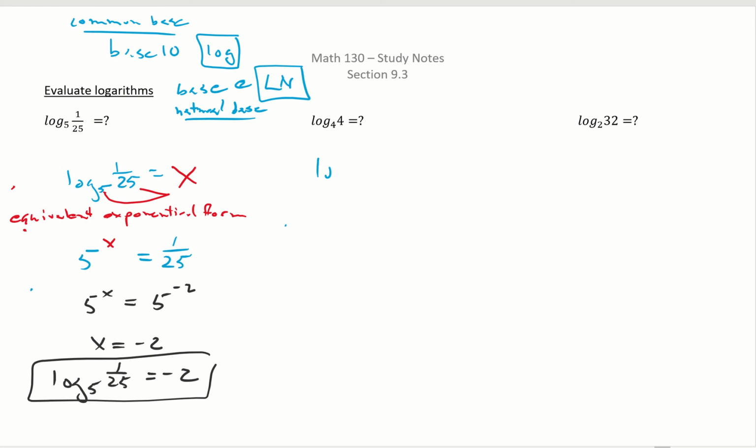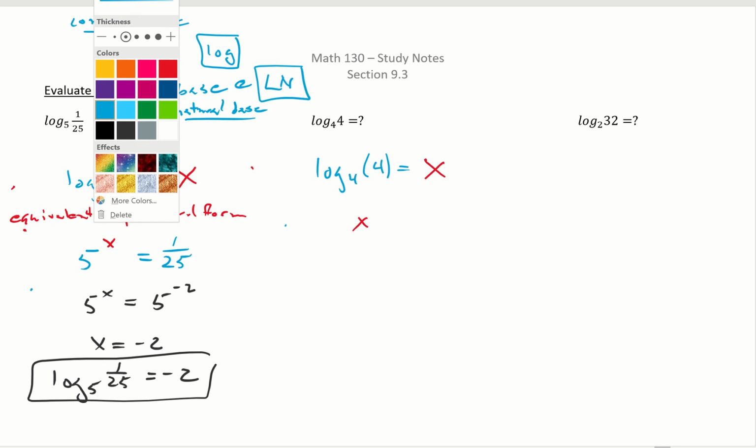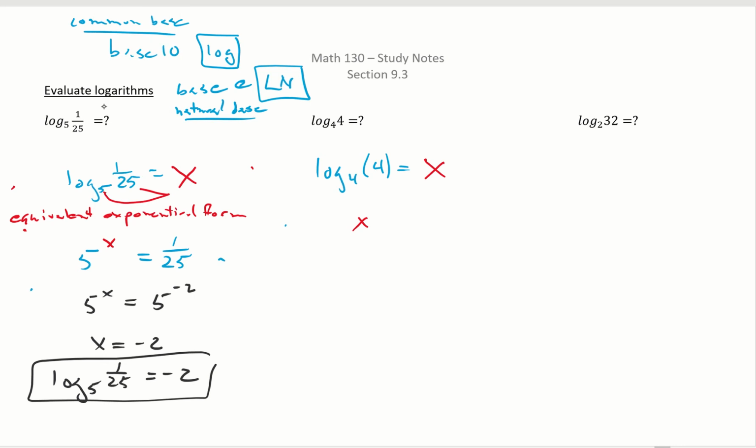This one says log base 4 of 4 is, I don't know, so I'm going to put an x there. That's where I put the x. Now I can say x marks the spot, so to speak. We're going to go, well, the base 4 to the power x equals 4 again. This one's not so tough, is it? On this side I have 4 to the x. On this side I have 4 to the 1, right?